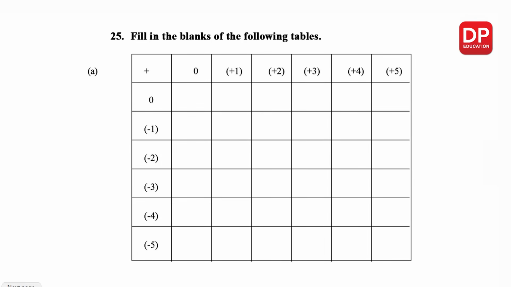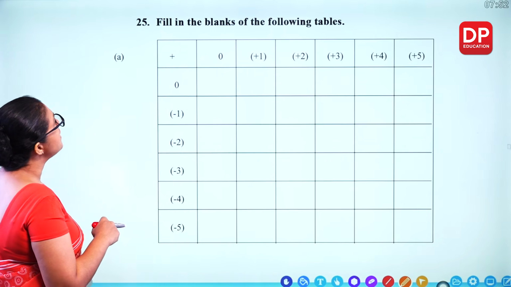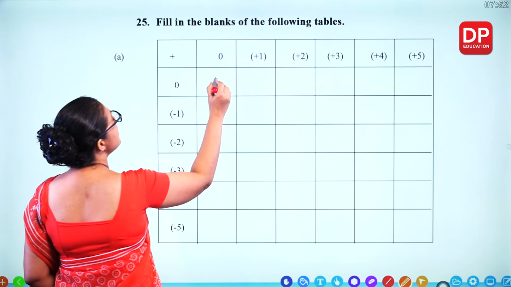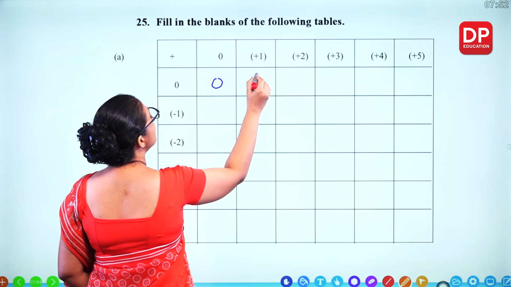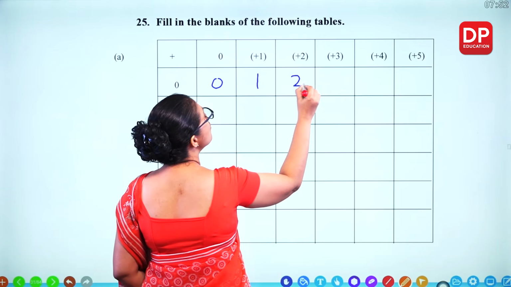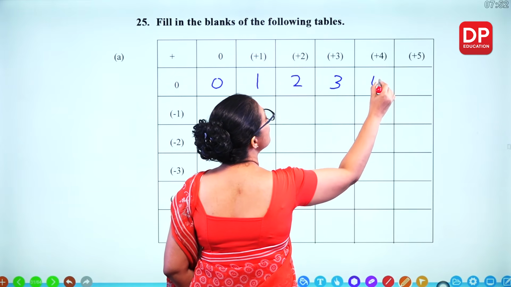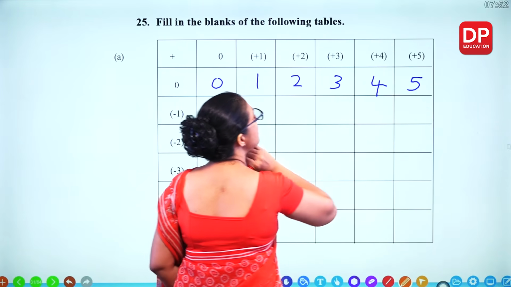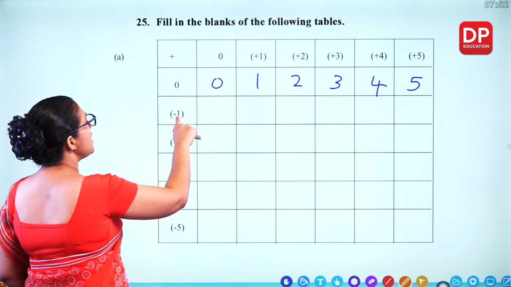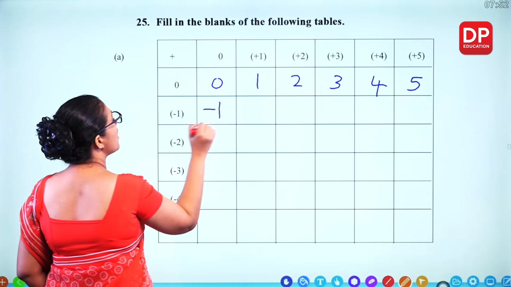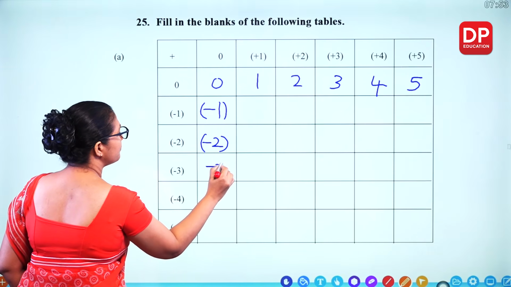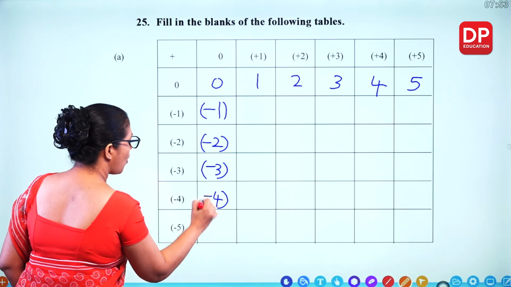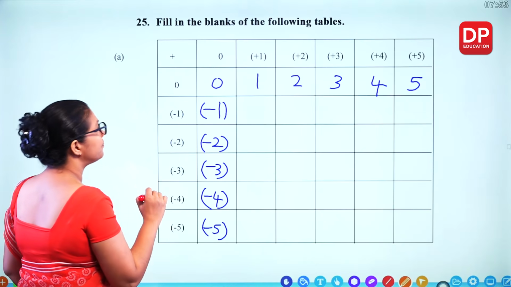Fill in the blanks of the following tables. What's that? Adding 0. 0 and 0, adding 0. 0 and 1, 1. 0 and 2, 2. 0 and 3, 3, 0 and 4. So this is just the number as it is. Minus 1 and 0, minus 1. You get the same number when you add 0. So I can write this column as it is.